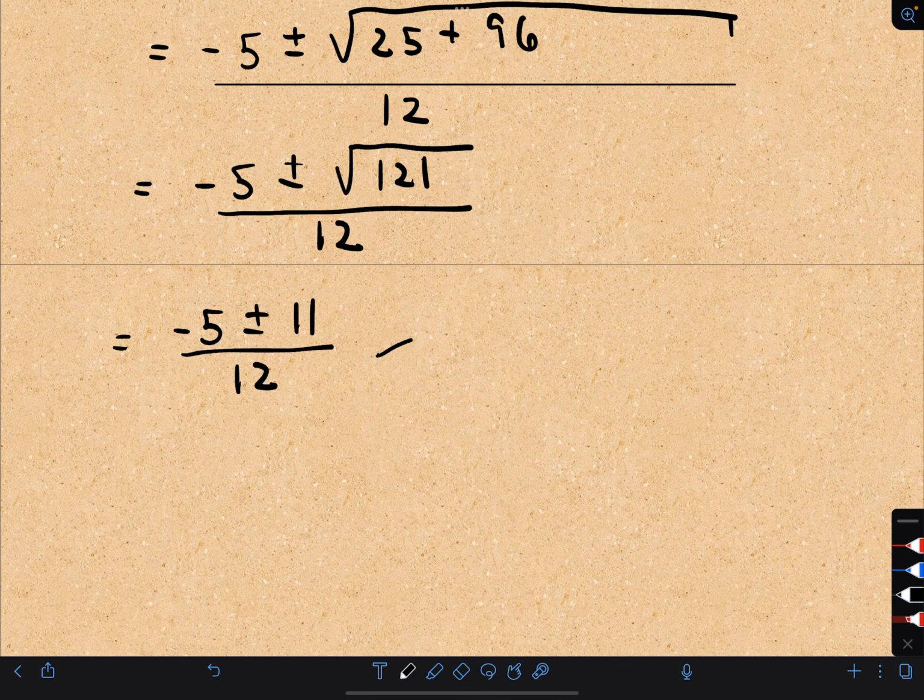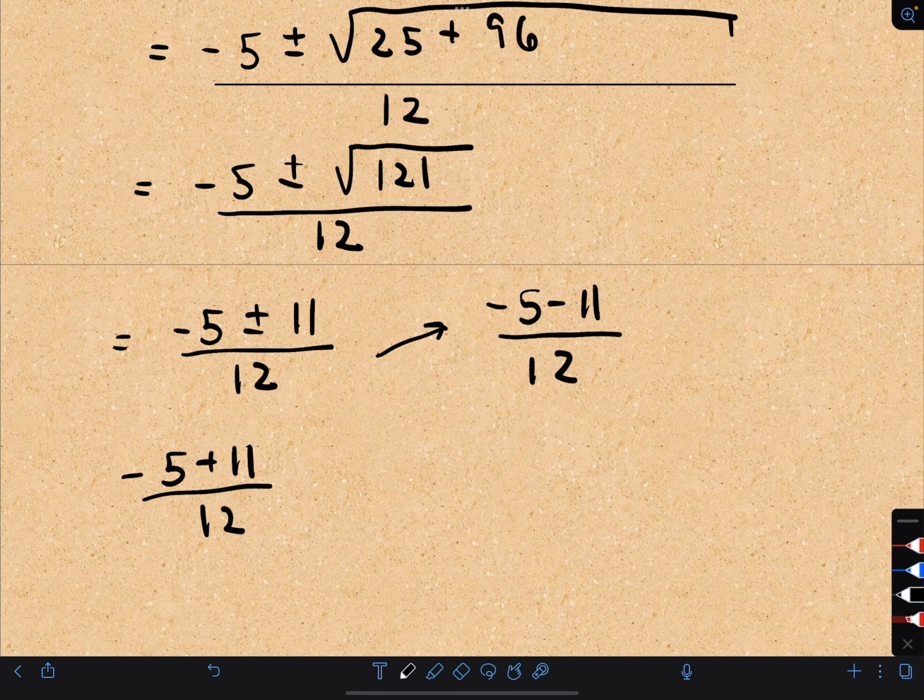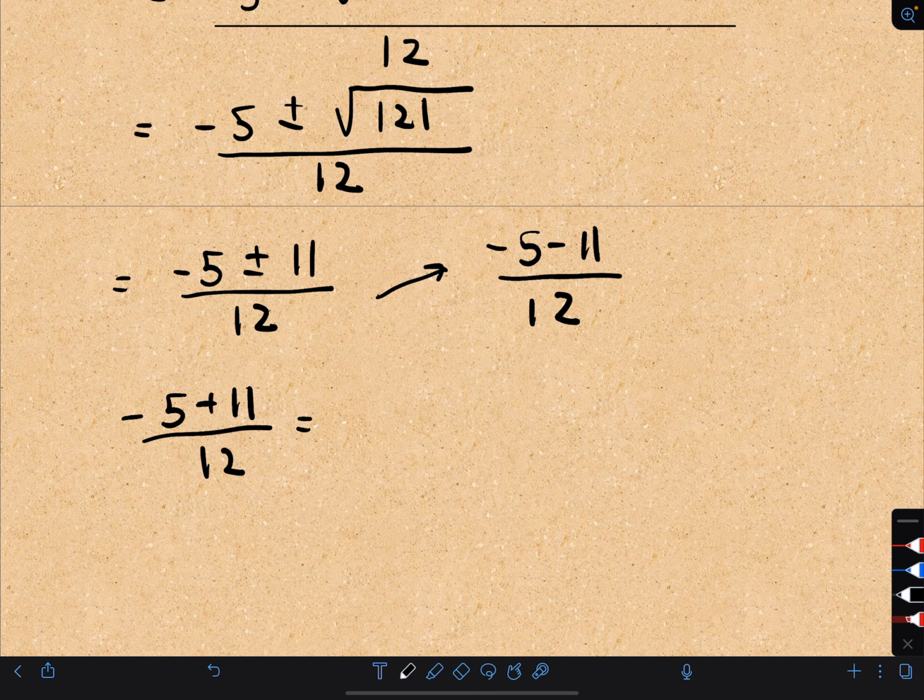And now this tells us we have two different solutions. We have negative 5 plus 11, so we're going to keep the plus 11, divided by 12. And then we have negative 5 minus 11 divided by 12. And then we can simply reduce both of those. So in the numerator, negative 5 plus 11, that's going to be 6 divided by 12. Well, 6 divided by 12 is just simply equal to 1/2. And my other part, negative 5 minus 11, that's negative 16 divided by 12.